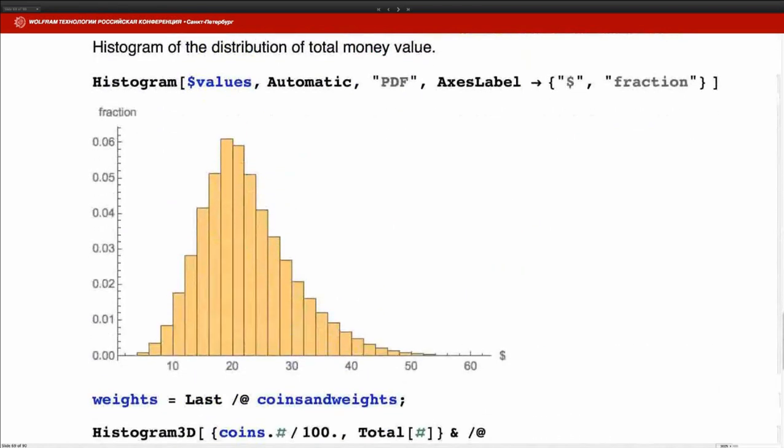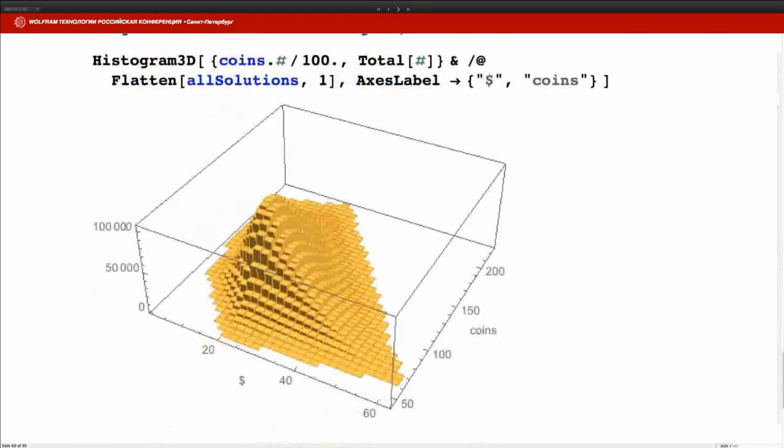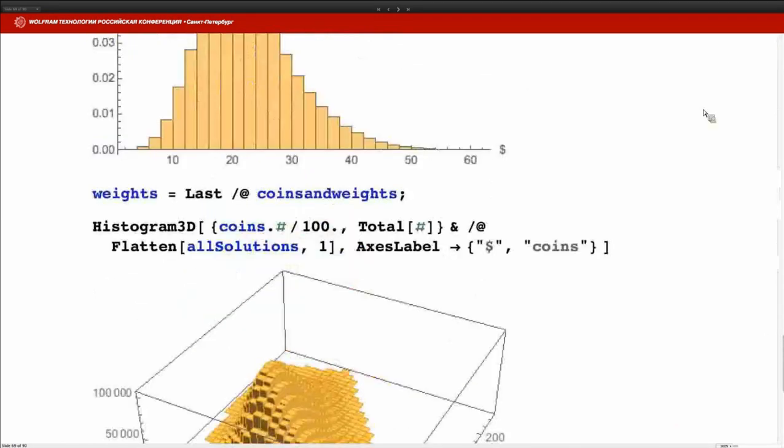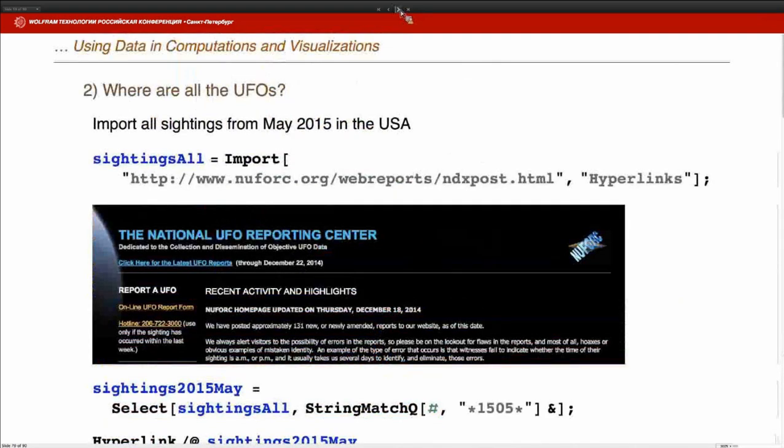We calculate them all, and then we make a histogram of the value. So there seems to be, if we are unlucky, we just have something like $3. If we are lucky, we have something like $55. But probably the bag is around $20. And we can also put it in the number of coins versus the dollar amount in a nice 3D histogram plot.